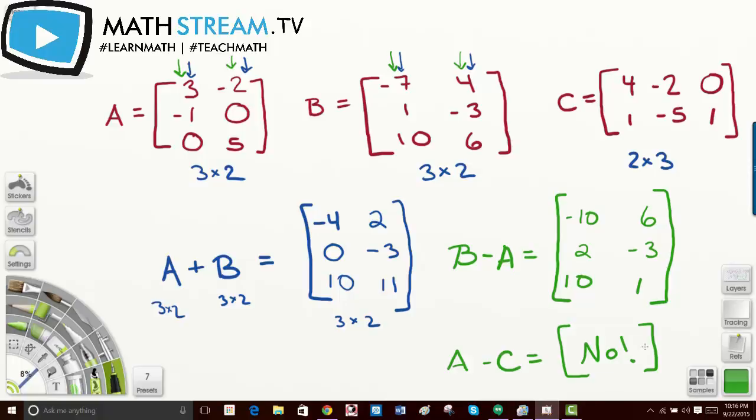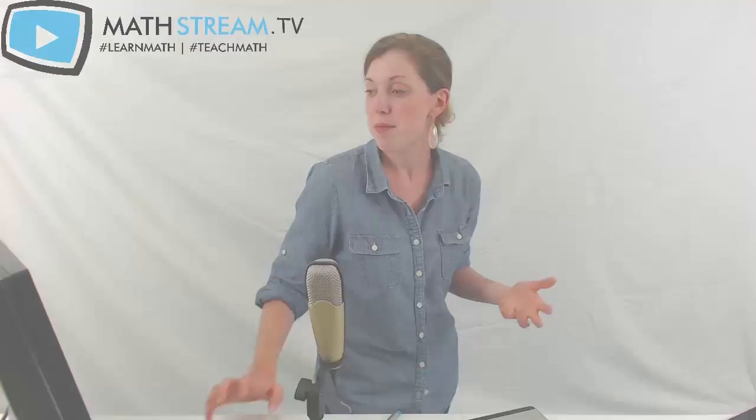Well, A is a 3 by 2 matrix. C is a 2 by 3 matrix. They're totally different dimensions. So if I go to try to pair up the elements to add or to subtract, I won't be able to do it, because in the first row of A, I have 2 different elements, but in the first row of C, I have 3. So obviously I'm not going to be able to pair them. So what I want you to understand out of this is it's okay to answer that there is no answer in some of these questions.